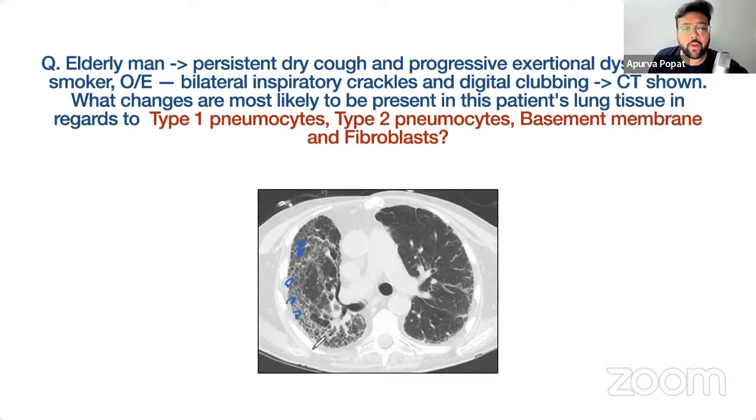So you see a lot of fibrosis, and I'm saying this patient has a lot of fibrosis, and you have to tell me what happens in fibrosis to type 1 pneumocytes, type 2 pneumocytes, basement membrane, and fibroblasts. Let's start with the type 1 pneumocytes. Tell me, in fibrosis, what happens to the type 1 pneumocytes? Will they be more functional or will they be damaged?